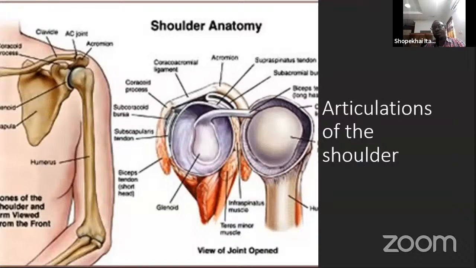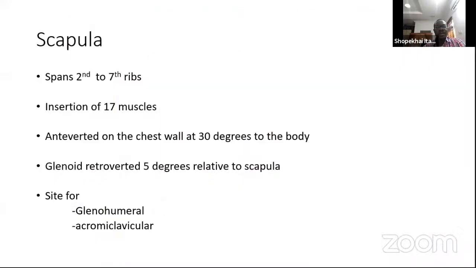For many people, the shoulder anatomy is a bit complicated or complex, and many of us find it difficult to get a proper understanding of the shoulder. So we'll start first with osteology and take it bone by bone.